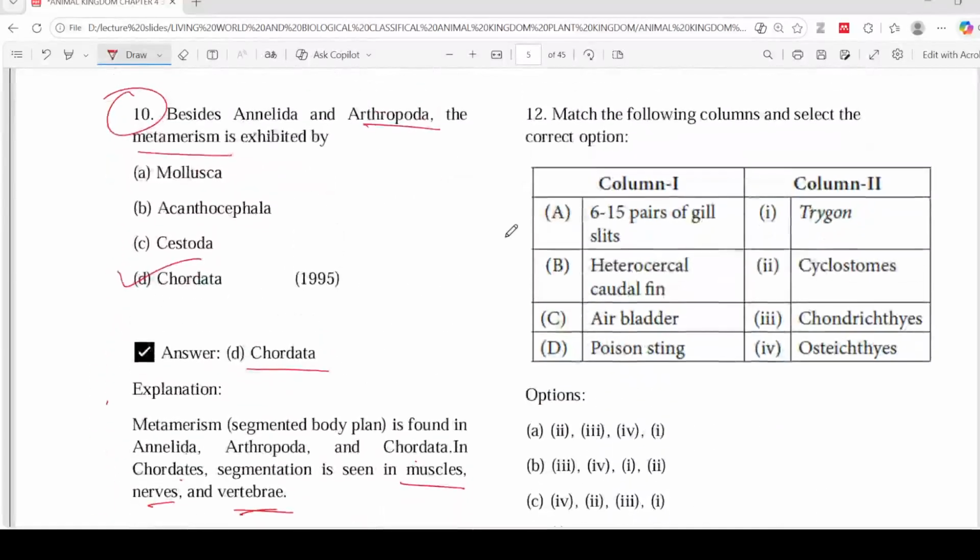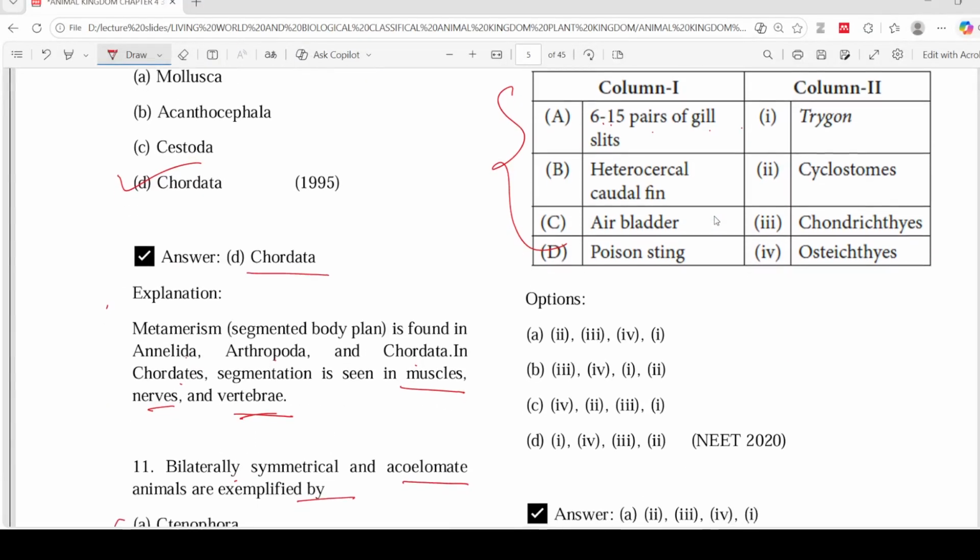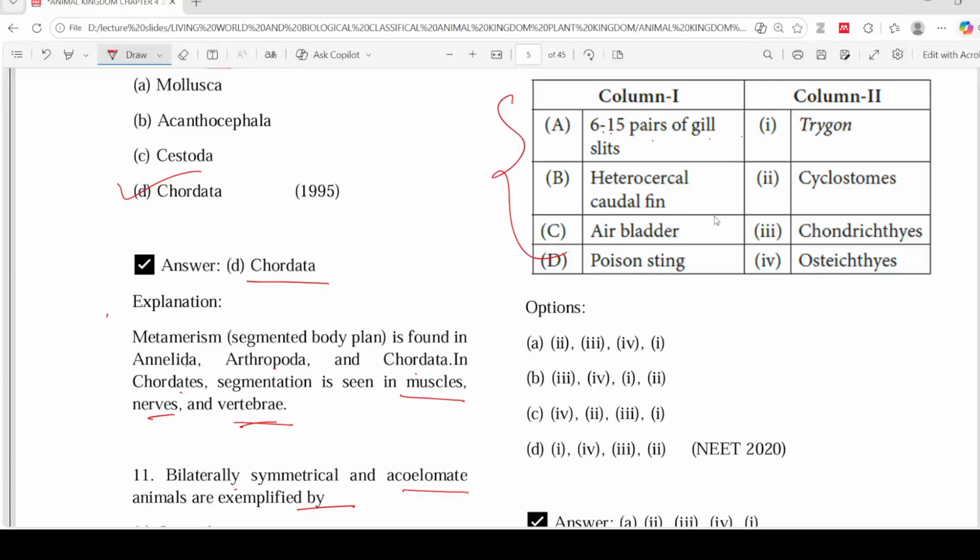So matching is my favorite thing. Match the following columns and select the correct answer for this question. Read the columns yourselves and try to match, and I'll help you. 6 to 15 pairs of gill slits are present in cyclostomes.